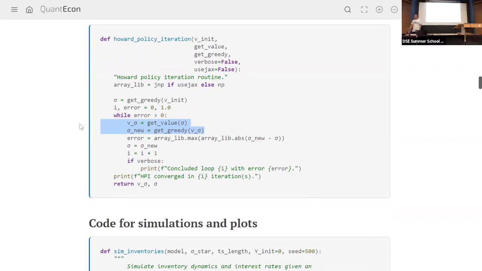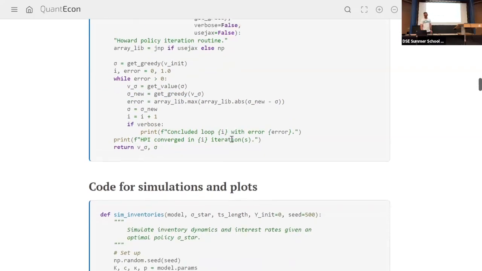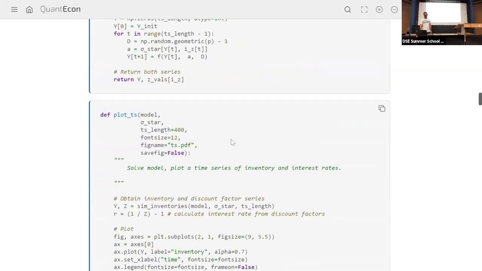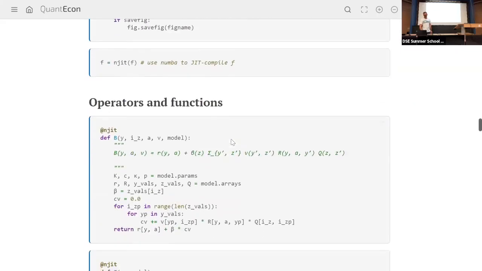Are you getting the lifetime value by iterating? Yeah, good question. Okay, so I'm calling this function get value. What does get value look like? Right, so now we get into the code itself. This is just plotting code, which we can skip.